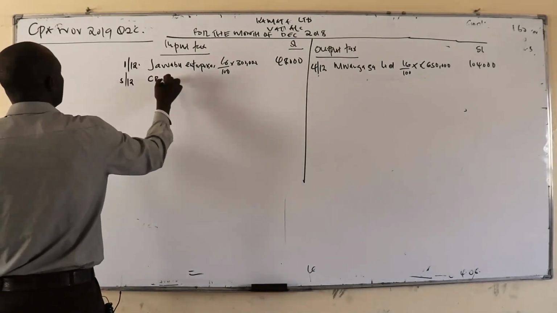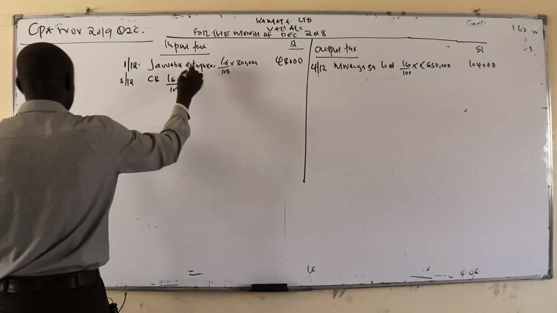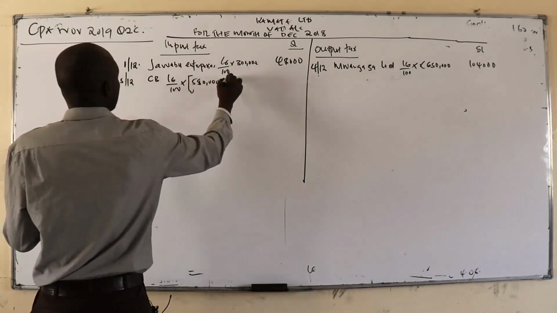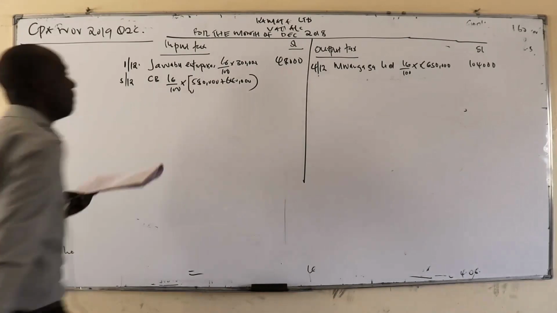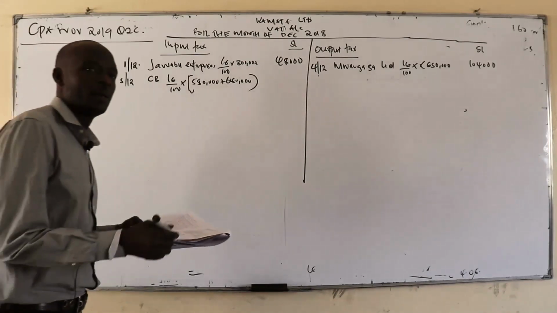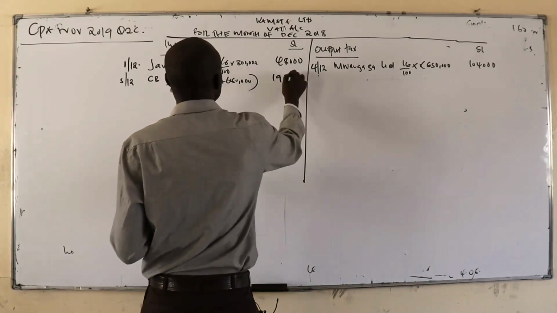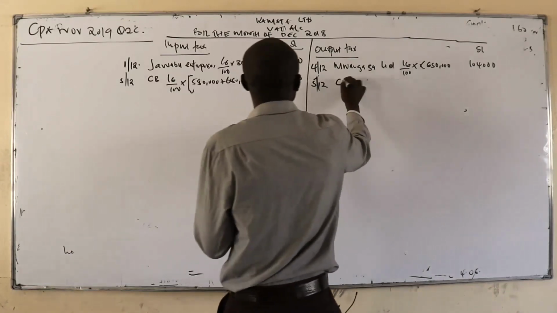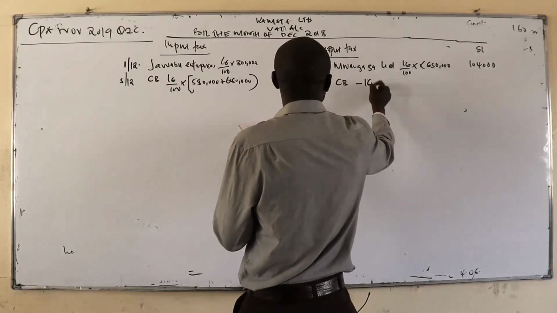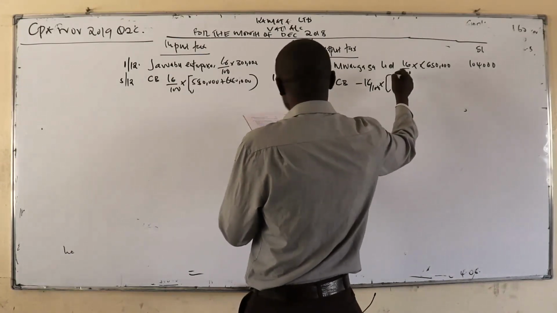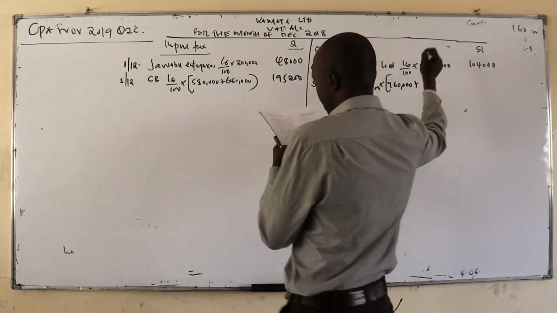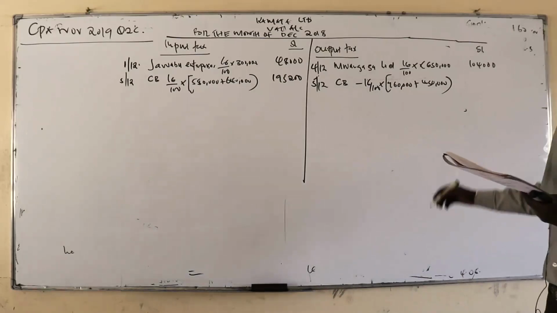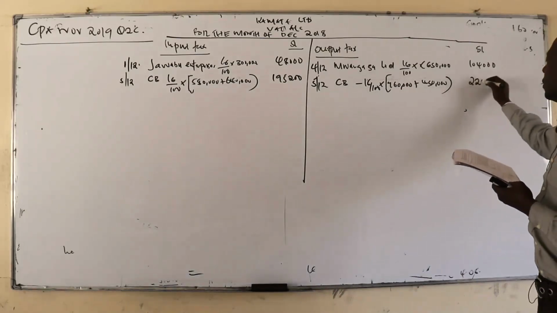So cash book, it is 16 out of 100 times 580,000 plus 640,000. So that one gives you how much? 195,200. And the same date, we have cash sales. So it's going to be 16 out of 100 times, in brackets, 960,000 plus 450,000. That one gives you how much? 225,600.